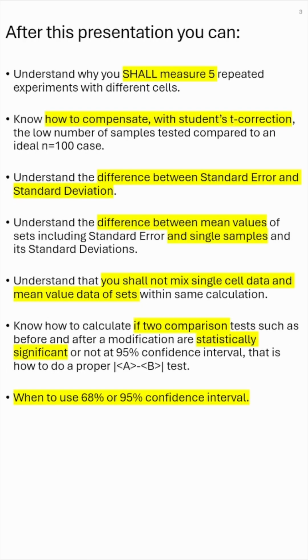After this presentation, this boot camp, you should be able to understand why you should measure 5 repeated experiments. You will learn how to compensate with something called the student t-correction for that low number of samples. Yes, 5 is a very low number. Ideally, 100 is considered a good target. And those of you that only do 1, I will not comment further on that.